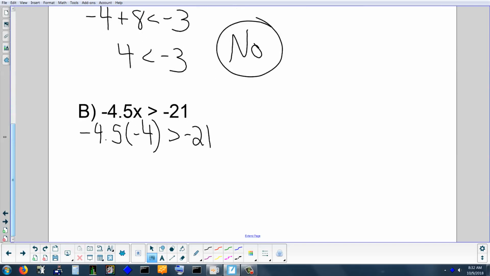Now, -4.5 and -4. I don't care about the number right now. We can do that on a calculator if I'm not sure. But is my answer going to be positive or negative? Ellie? Positive, right? I'm doing a negative times a negative. That's the only way I can get a positive. All right? I'm going to use my calculator.